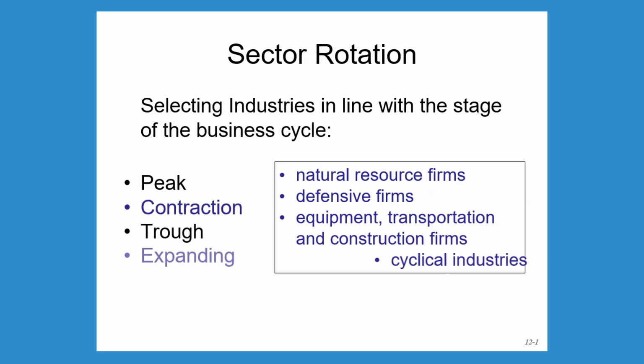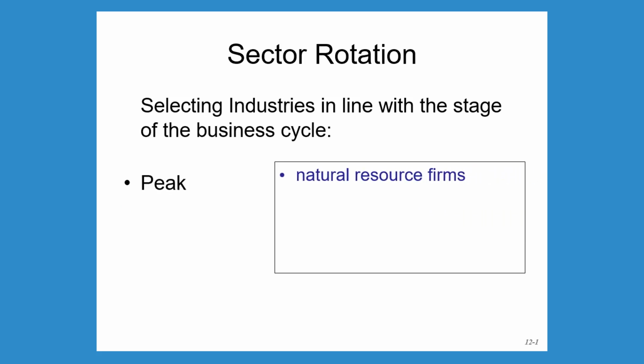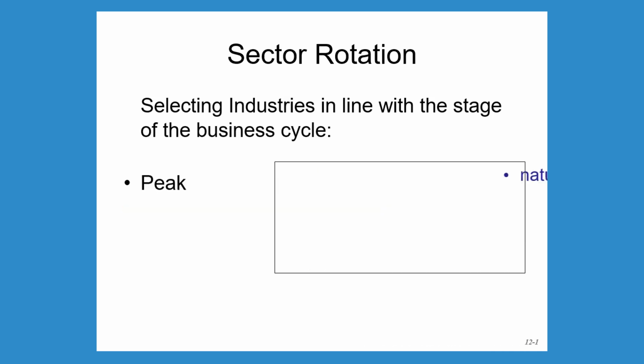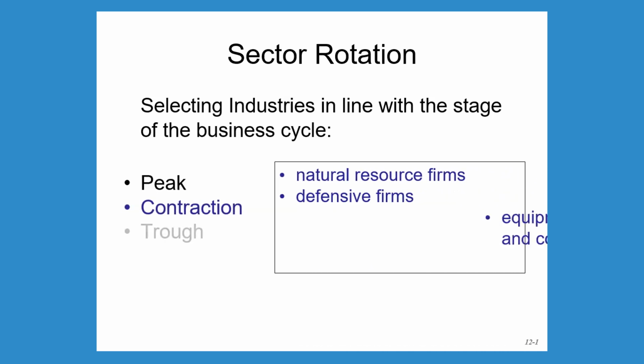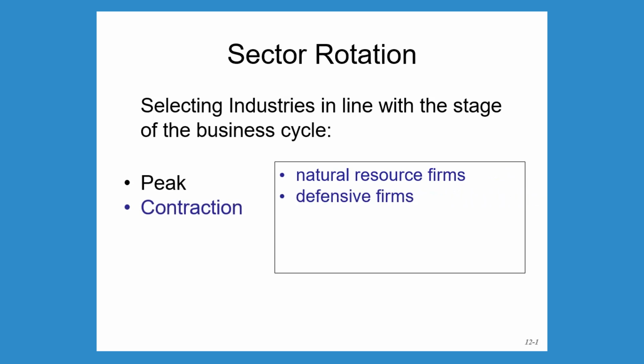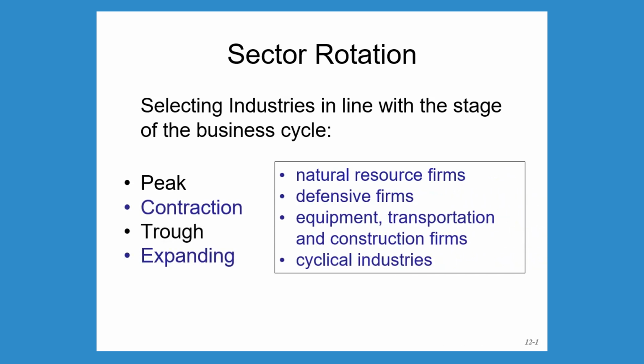However, it is difficult to achieve above average returns this way because often we don't know which phase of the cycle we are actually in until much later. Furthermore, the duration of each phase also remains unknowable.